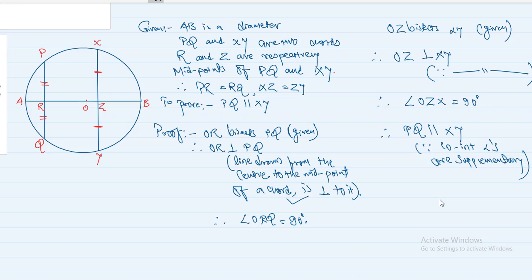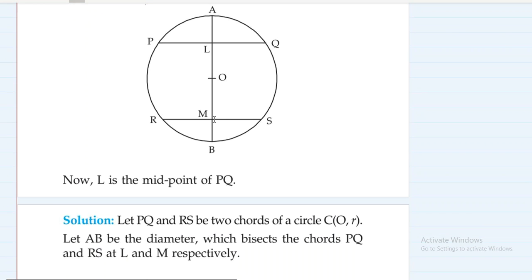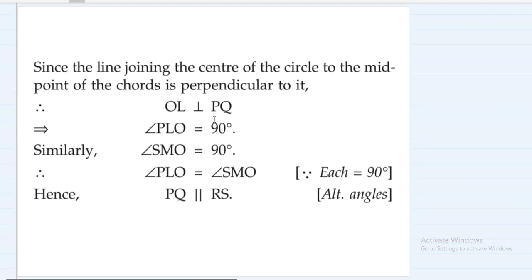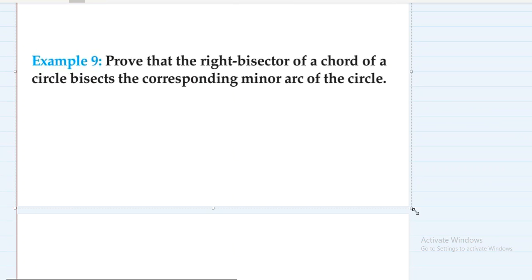PQ is parallel to XY since co-interior angles are supplementary. So we proved that these two angles are 90 degrees, and therefore the lines PQ and XY are parallel. So that was a little different from the previous question, but it could be done. They have drawn a diagram like this. My diagram is a little different, but the method of solving is the same. Next question.